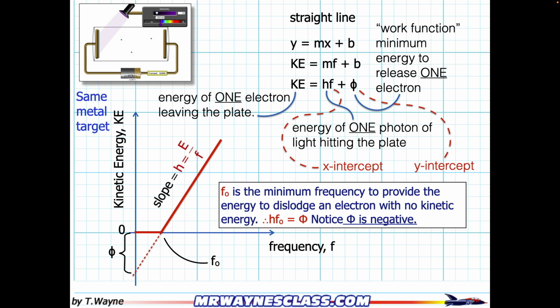The slope, well, let's see, rise over run, that's going to be the energy divided by the frequency, and that's our equation E equals hf. So when I look at the slope and I rearrange it for h, that's Planck's constant, that's equal to the energy divided by the frequency. So this is how we use a graph in conjunction with the photoelectric effect.